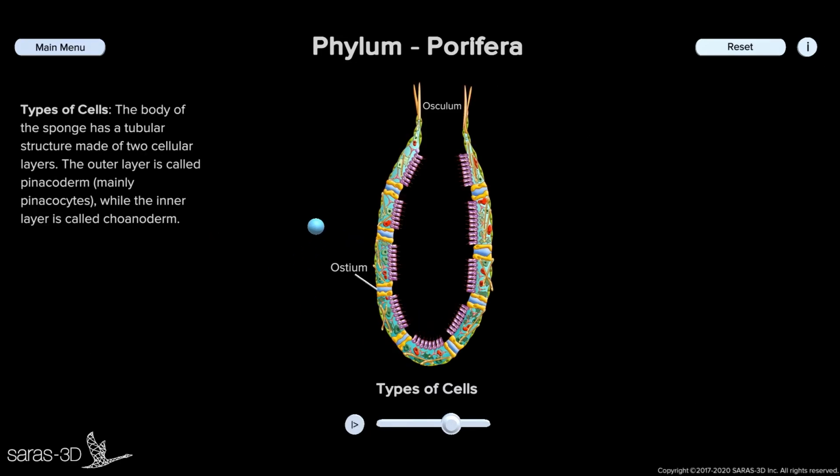They are multicellular and are more like aggregates of different types of cells. The cells are not organized to form tissues. So the level of their body organization is called the cellular level of organization.